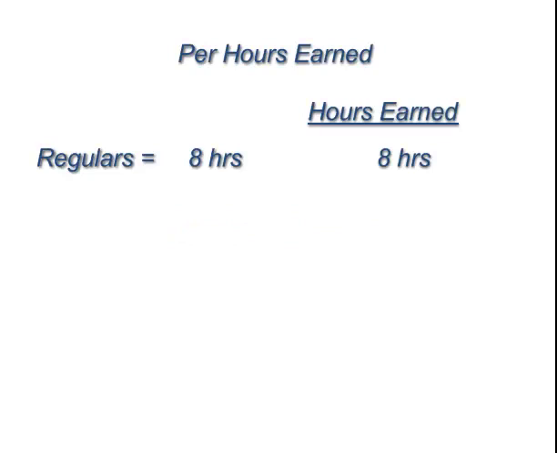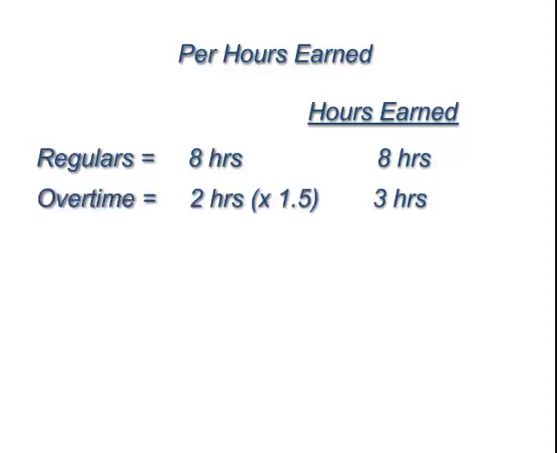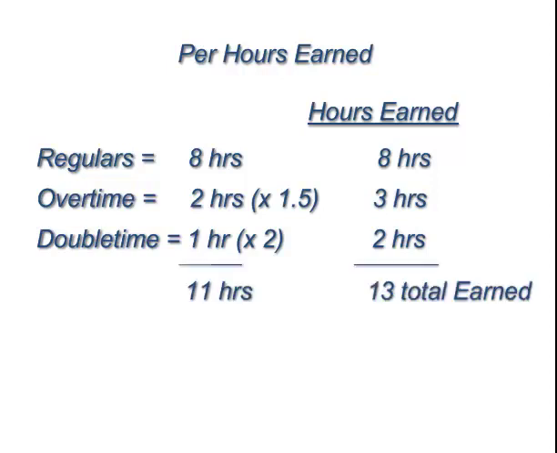Example: regular hours equal 8 hours, regular hours earned equals 8 hours. Overtime hours equals 2 hours. Overtime hours earned equals 3 hours. Double time hours equals 1 hour. Double time hours earned equals 2 hours. The actual hours totals 11 hours, while the hours earned totals 13 hours.